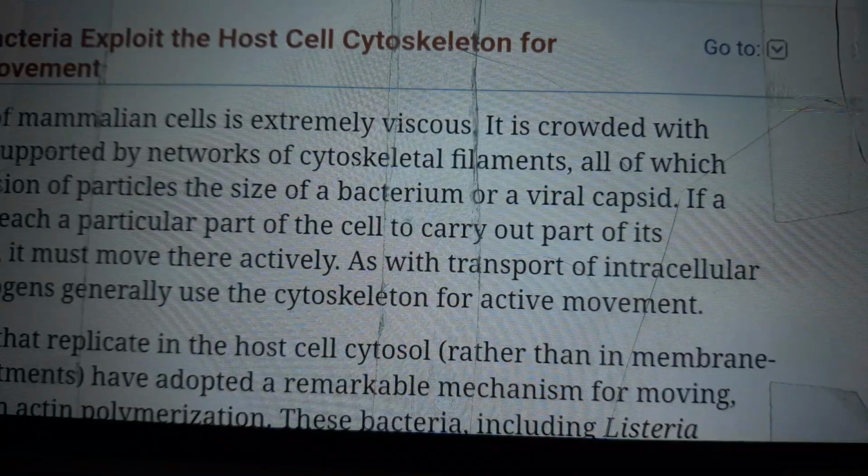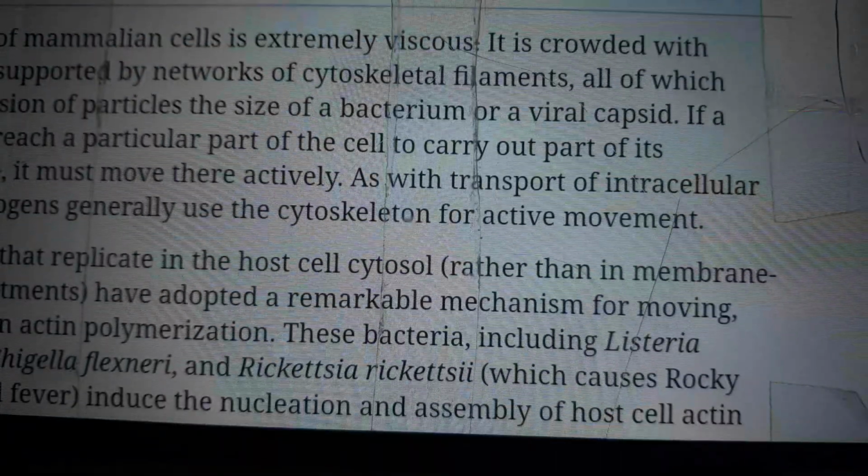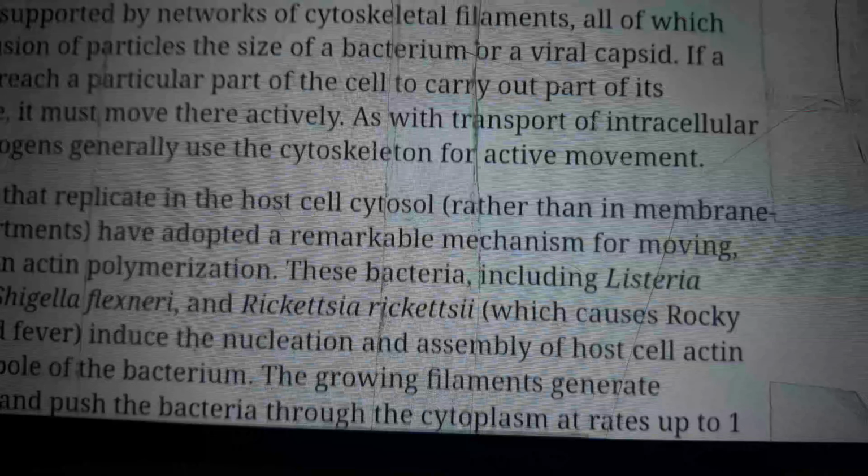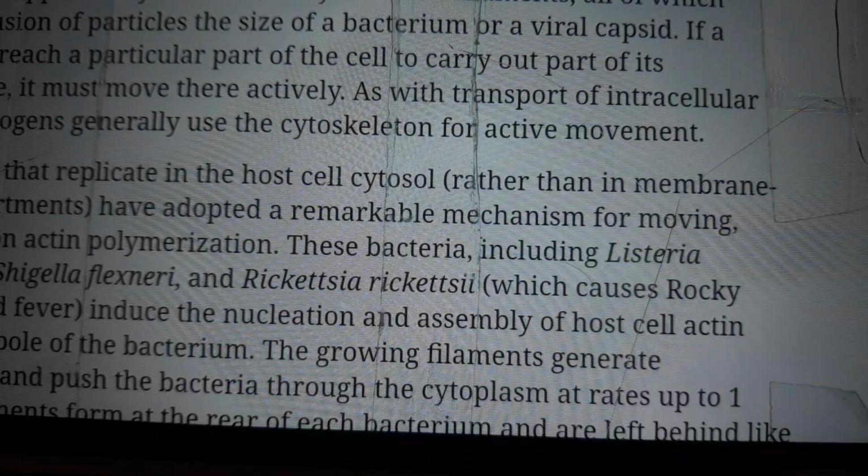Now, the cytoplasm. Viruses and bacteria exploit the host cell's cytoskeleton for intracellular movement. The cytoplasm of mammalian cells is extremely viscous. It is crowded with organelles and supported by networks of cytoskeleton filaments, all of which inhibit the diffusion of particles the size of a bacterium or a viral capsid.